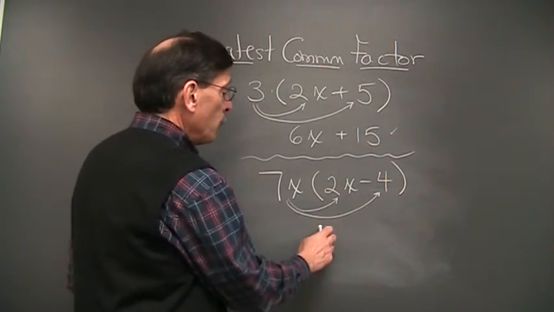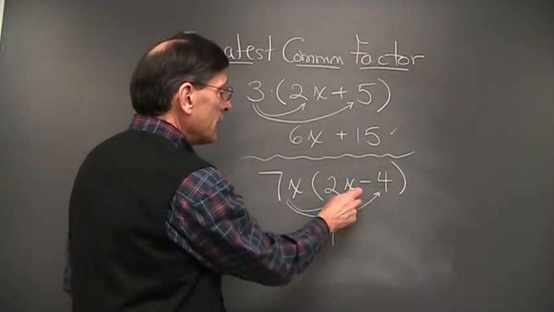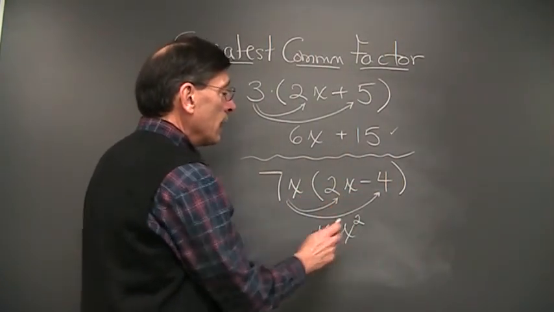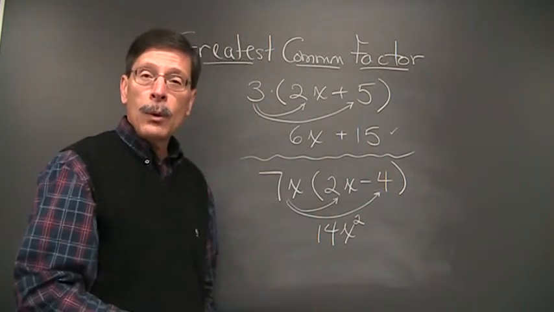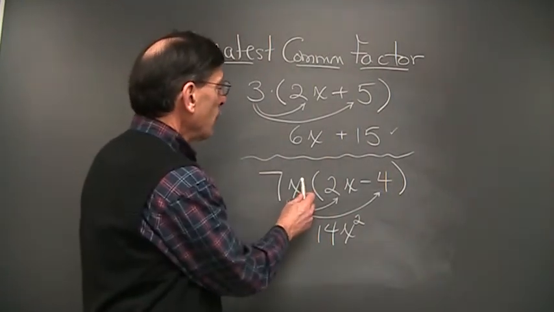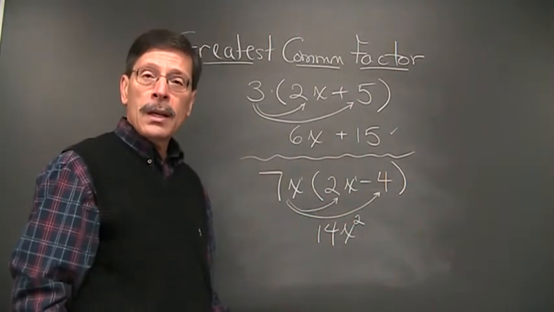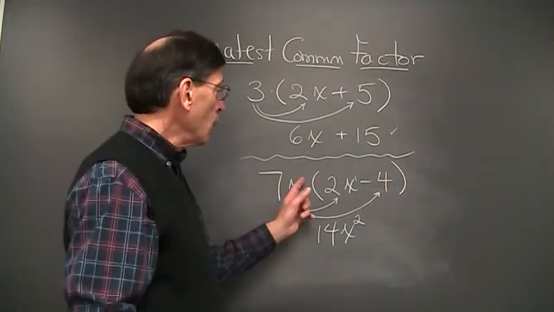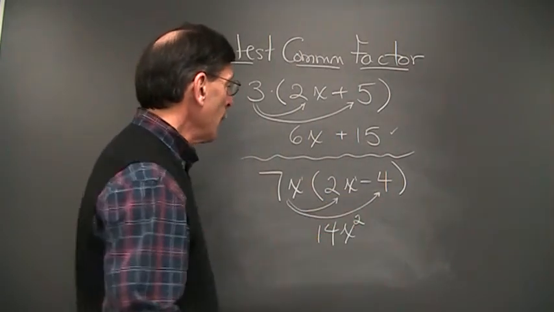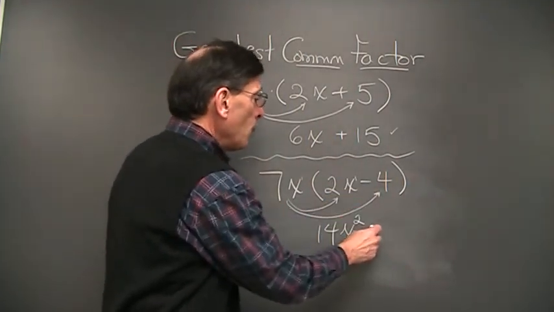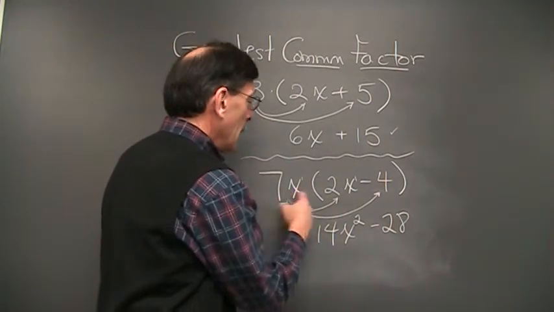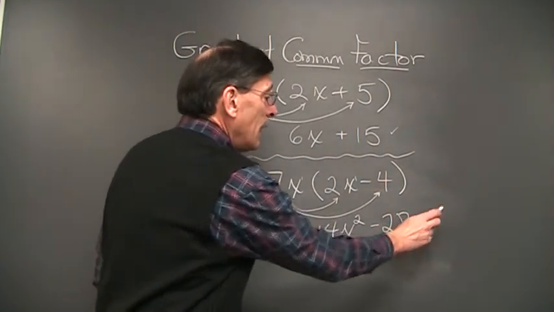So 7 times 2 is 14, x times x is x squared. Now you remember the rule for multiplying like letters. This is x to the first power. That's x to the first power. When you multiply like letters, you add the exponents. 1 plus 1 gives me 2. And I have 7 times negative 4, which is negative 28, times x, and again we're finished.